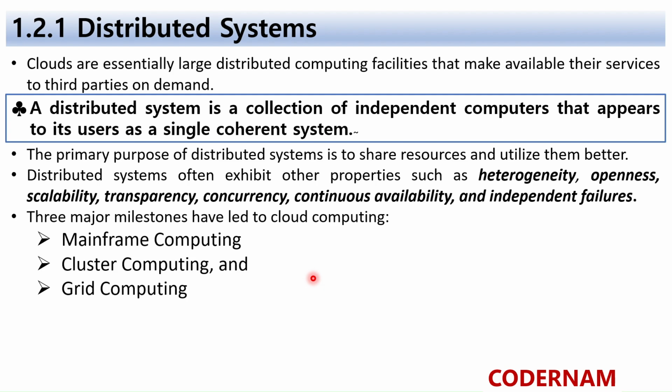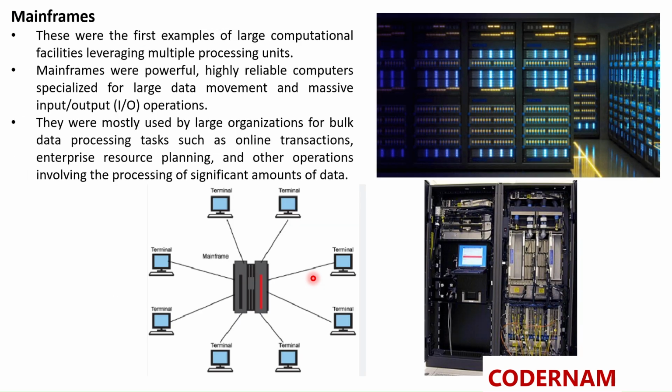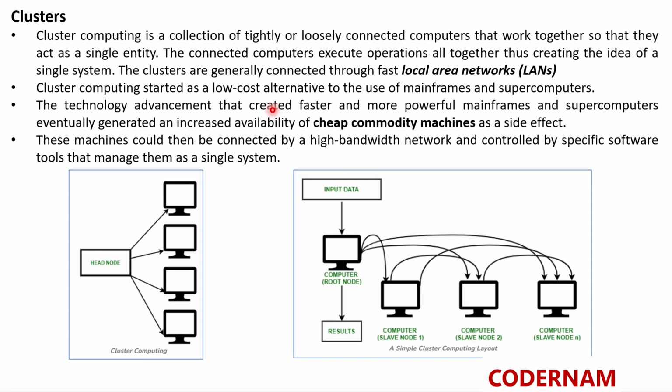So the distributed system is mainly divided into three major things: the mainframe computing, cluster, and the grid. In the mainframe, as you can see, it is a subpart of the distributed system, where they are powerful, highly reliable computers specialized for large data movement and massive input output operations. These are the first example of large computational facilities leveraging multiple processing units. So, they are mostly used by large organizations for bulk data processing tasks.